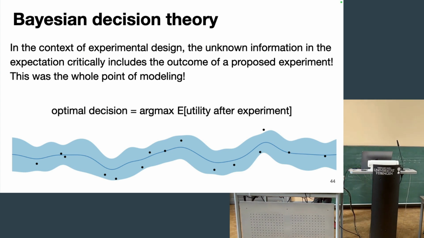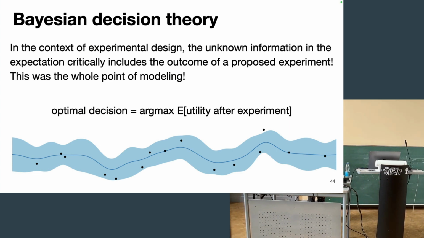So the optimal experiment to design in this framework of Bayesian decision theory is simply going to be the experiment that maximizes the expected utility of my data after running the experiment, or maybe after running a sequence of experiments.